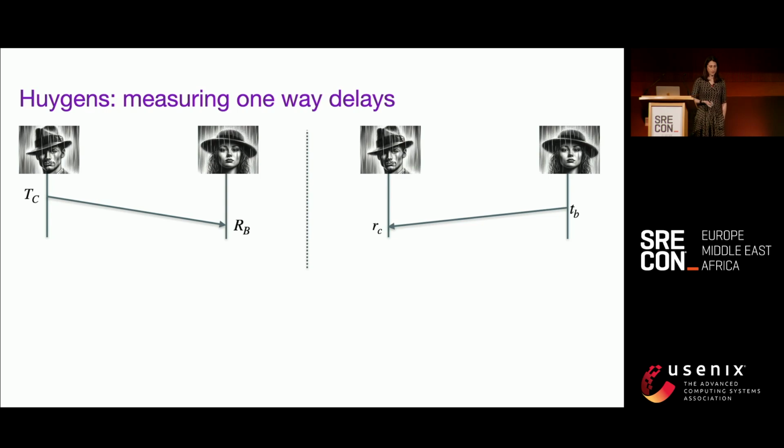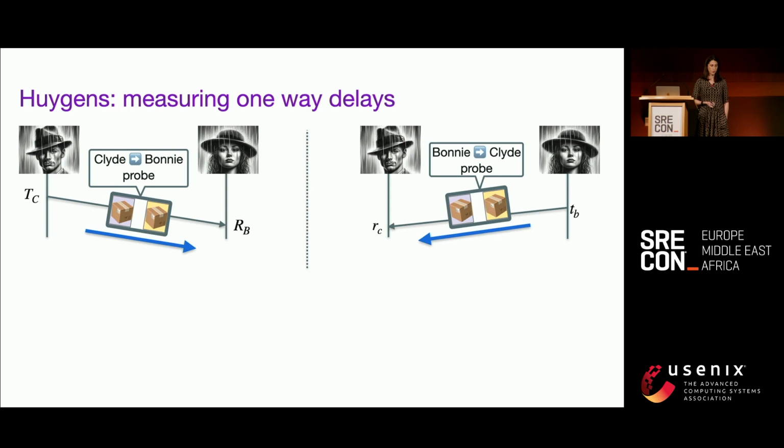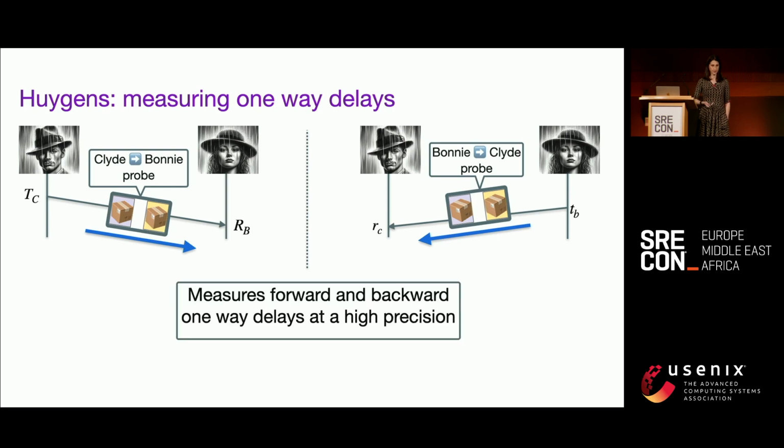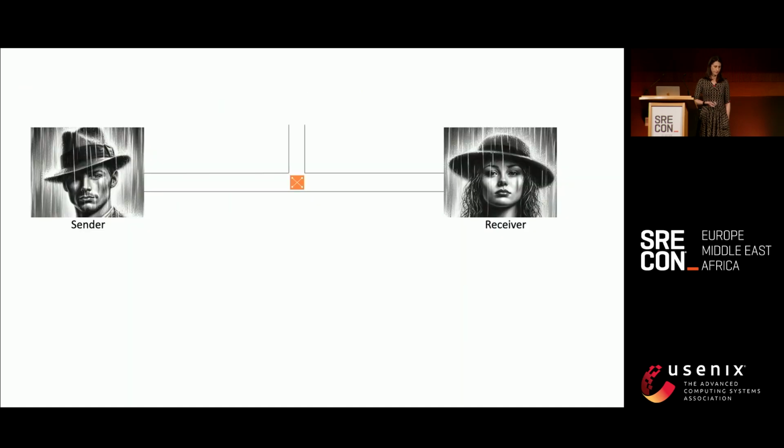It's also measuring one-way delays because once clocks are synchronized, then you have these probes. So you have a lot of probe data forward and back. So you can measure those one-way delays at a high precision. Which brings us to the problem at hand.